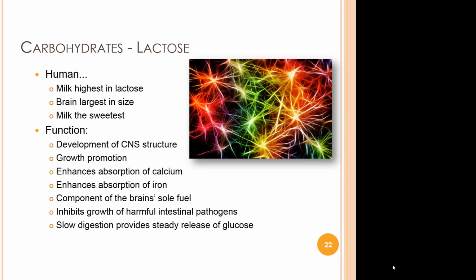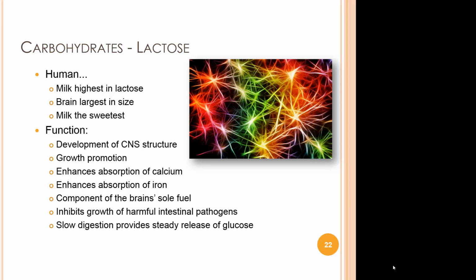Of all mammals, the human milk is highest in lactose. Our brain is actually the largest in size, and our milk is the sweetest. And again, about 7% of lactose is found in human milk, about 7.2 grams per 100 milliliters. Lactose is integral in promoting newborn growth. It also plays a role in enhancing calcium as well as iron absorption and supplies the brain's sole fuel, glucose.